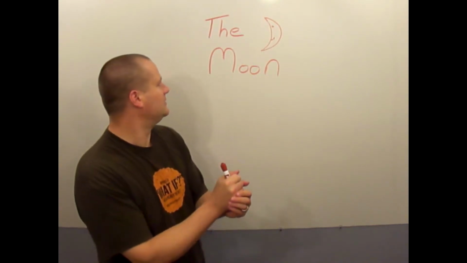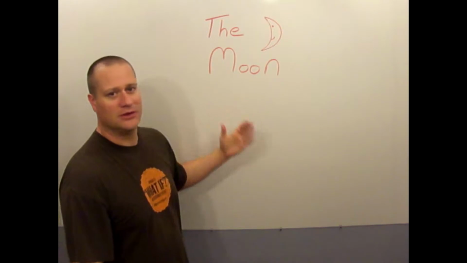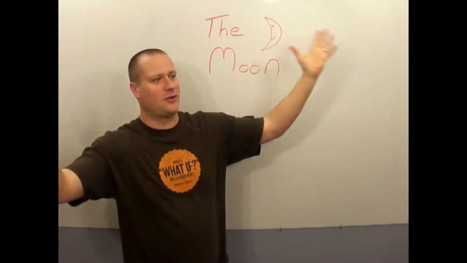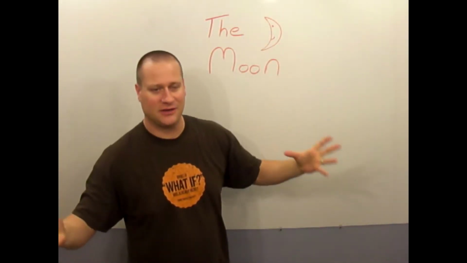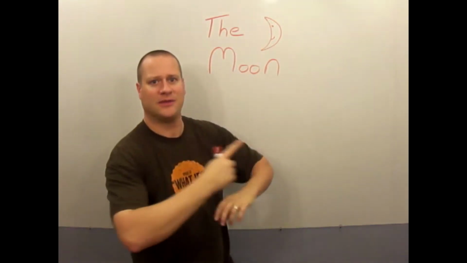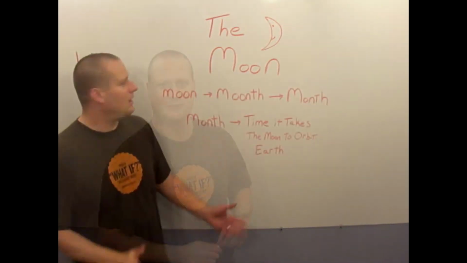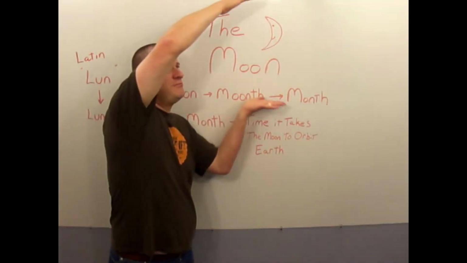Next subject, class number 4. The topic is the moon. So we started talking about the solar system and the universe, big picture, and then we zoomed in on the sun and then the earth, and now we're going to talk about the moon, the satellite that goes around the earth. Alright, so a little introduction to the moon.